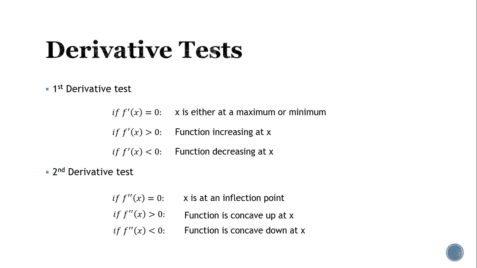Now, for the second derivative test, if you get the second derivative to be 0, you're at an inflection point. What that means is you're changing from concave up to concave down.